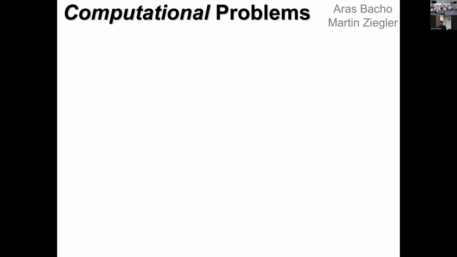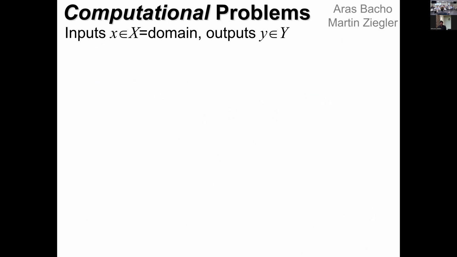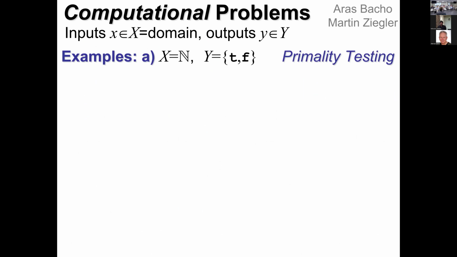Okay, computational problems. A computational problem has a space of inputs and a space of possible outputs. An example is testing whether an integer is prime, where the inputs are natural numbers and the output is a Boolean: yes, it's prime, no, it's not prime.